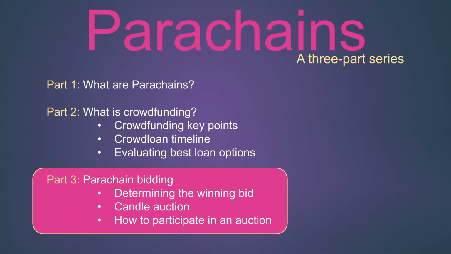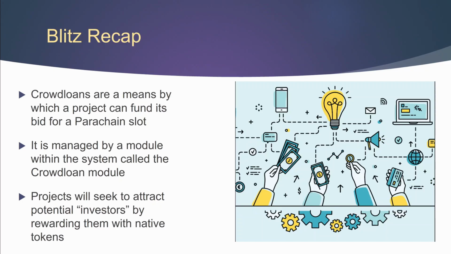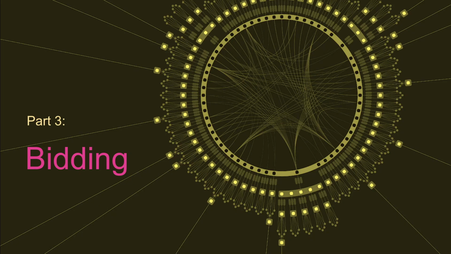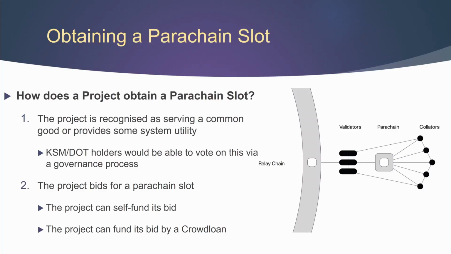Hi everyone, welcome back to this 3-part series on Parachains. So let's take a recap. Crowd loans are a means by which a project can fund its bid for a Parachain slot. It is managed by a module within the system appropriately named a crowd loan module. Projects will seek to attract potential investors by rewarding them with native tokens. So, on to part 3, bidding.